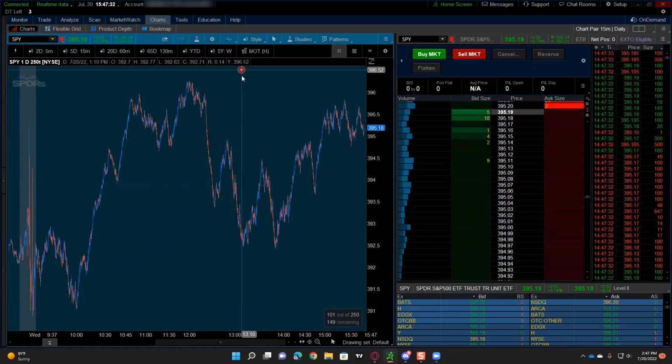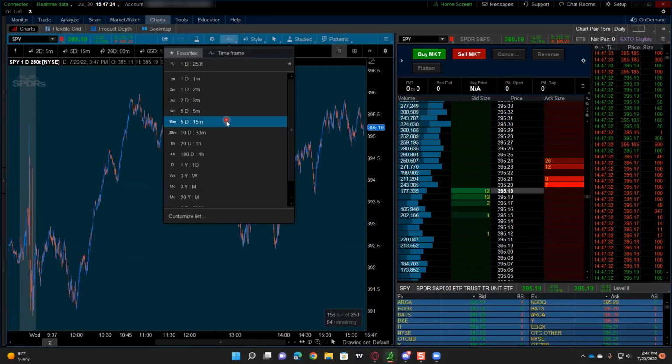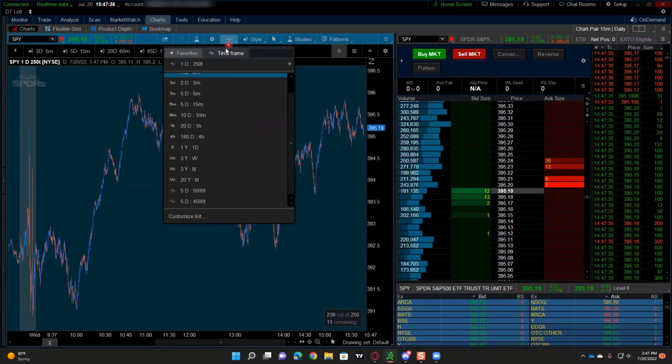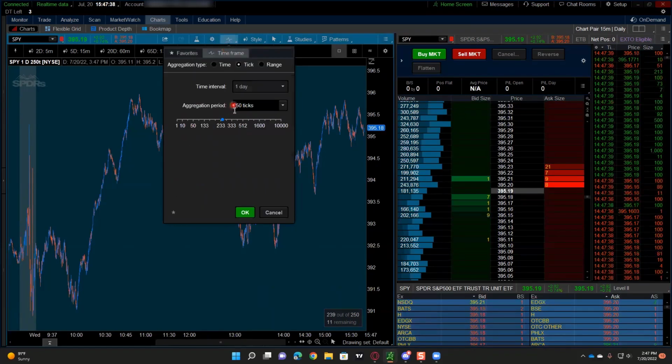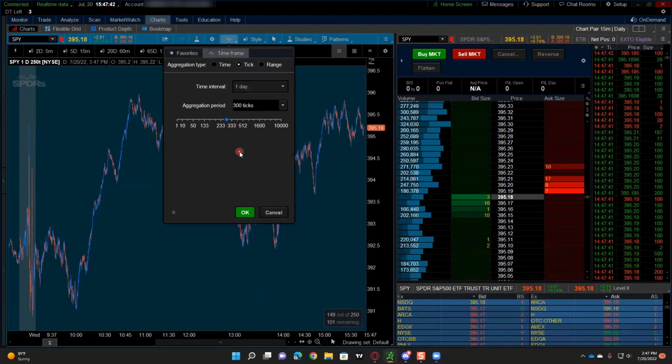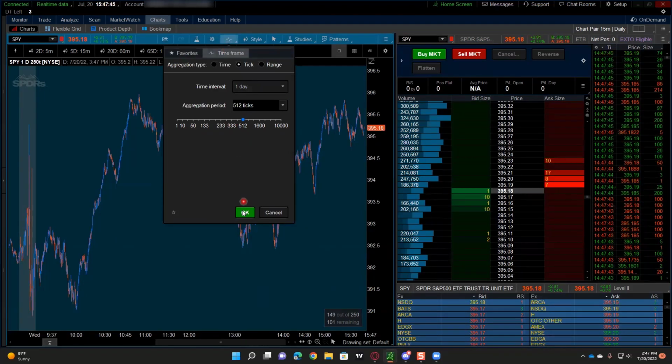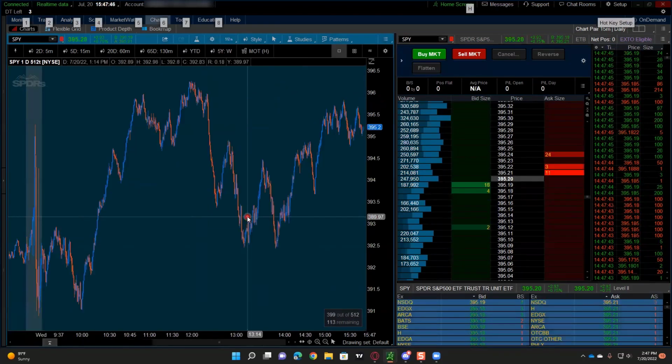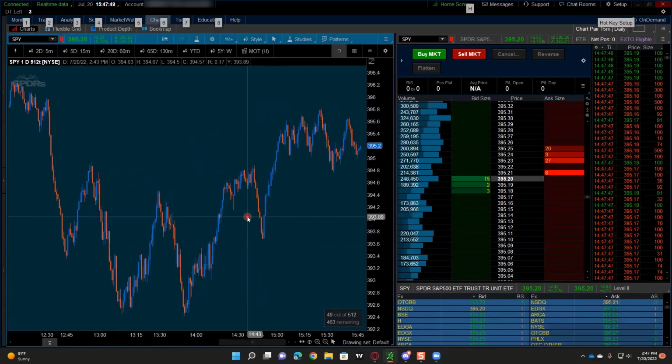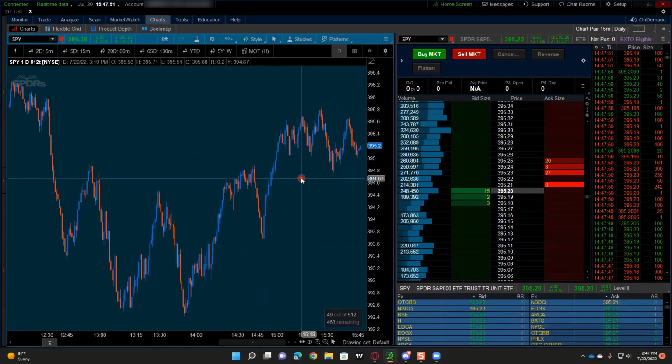Maybe we want to clean it up a little bit more. So let's go a little bit deeper, and instead of using 250, let's try 500, right? Let's go 512. All right, now we've got a little bit better. It's almost starting to look like a 1-minute chart.